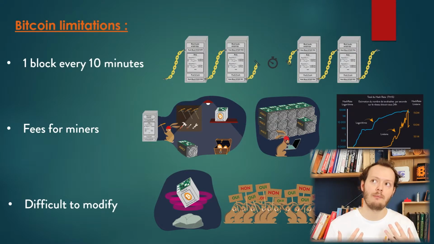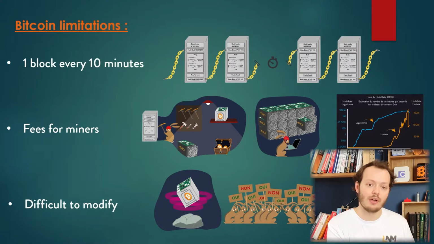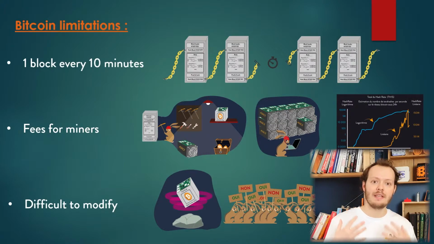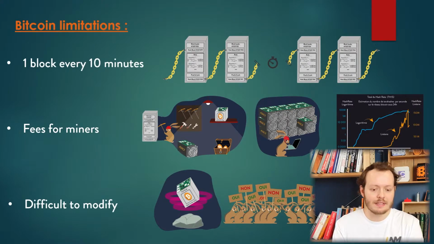Meaning that when Satoshi created Bitcoin, and when all the devs contributed to it, they thought about and designed the software so we have a robust ecosystem which cannot be easily attacked by governments or destroyed. And by designing it to be censorship resistant, for example, they had to make some compromises. The three main compromises are as follows. There is one block every 10 minutes. There are fees for the miners. And it's difficult to modify.